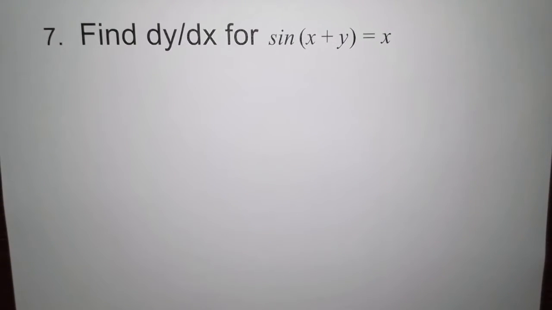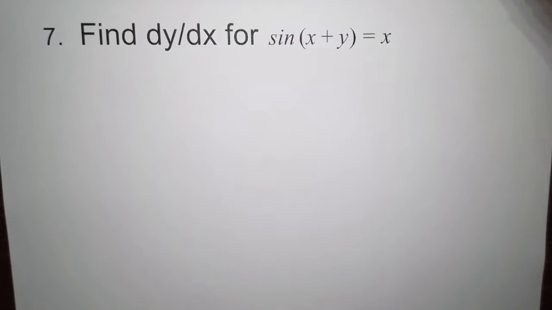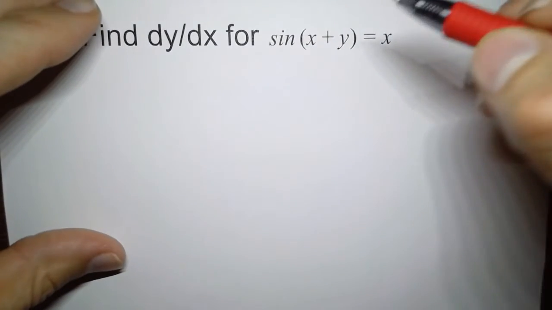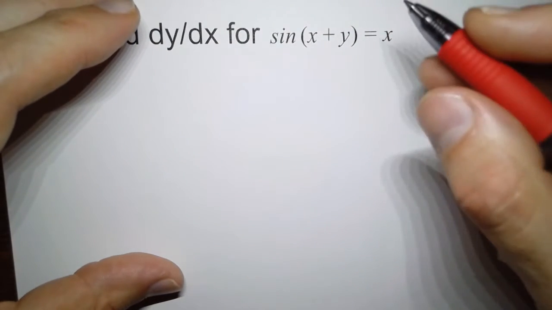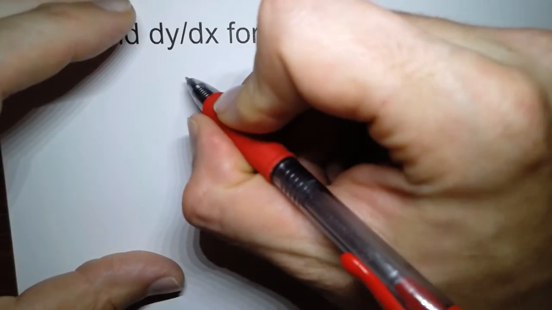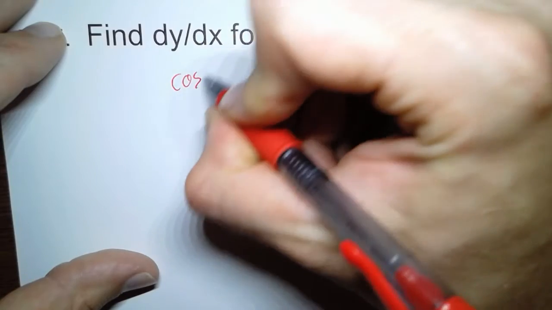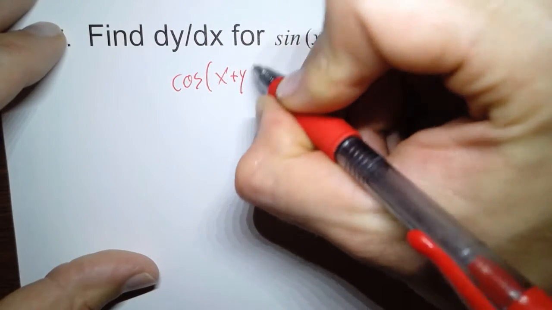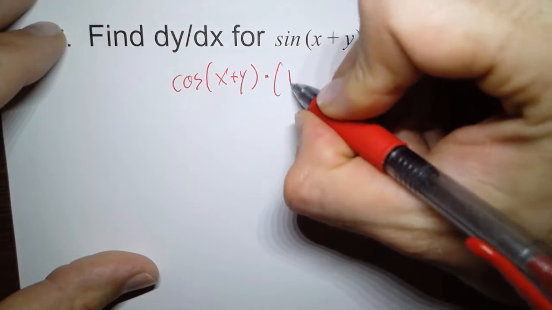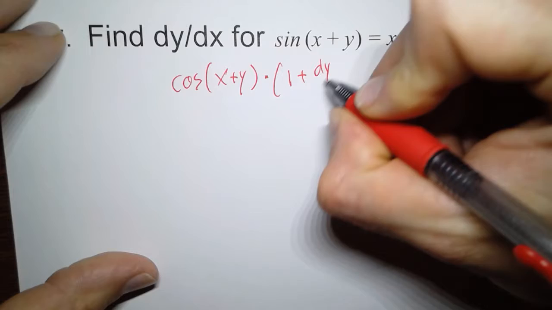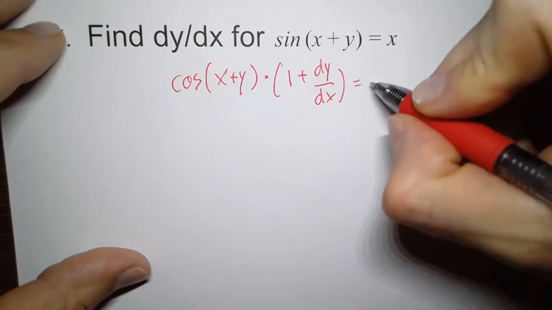Now here, we've got sine involved, but this is still chain rule. And so with chain rule, we have the outside function, which is sine, and then the inside function, which is x plus y. With chain rule, the idea is that we take the derivative of the outside function. So the derivative of sine is cosine of x plus y times the derivative of the inside: the derivative of x is 1, and the derivative of y is dy/dx.